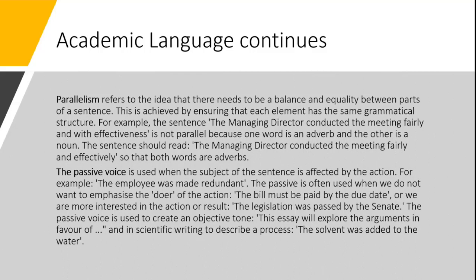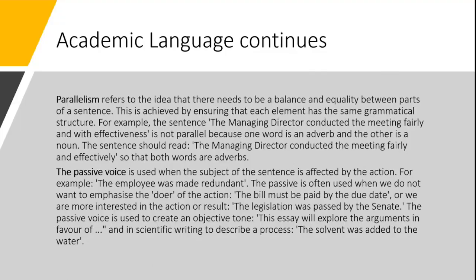Another thing is the passive voice. Try to use the active voice. Avoid using the passive voice. The employee was made redundant. The passive is often used when we do not want to emphasize the doer and the action. The bill must be paid by the due date, right? We are more interested in the action as a result. So now when you are, for example, writing your AC, you want to mostly use the active voice instead of the passive voice.